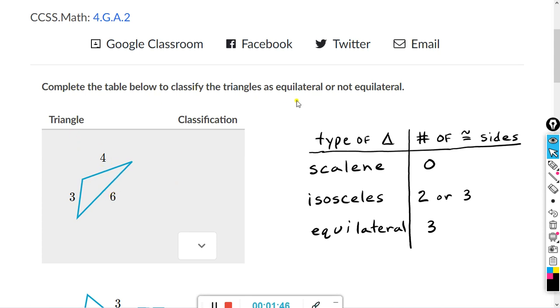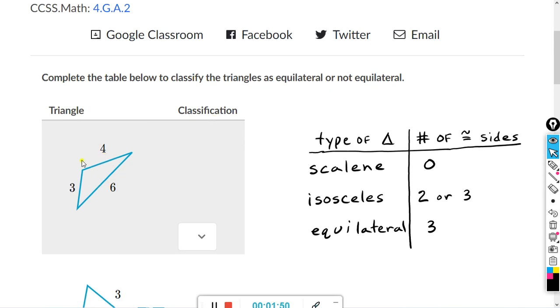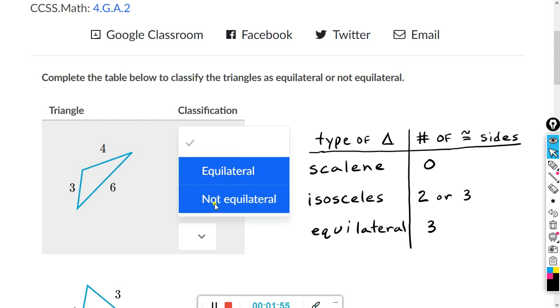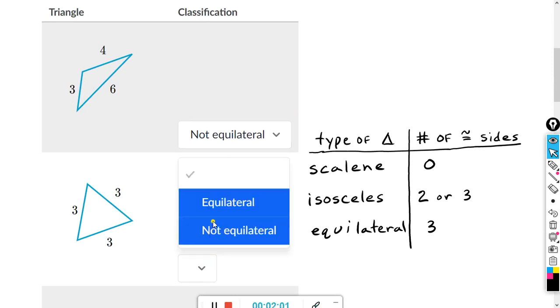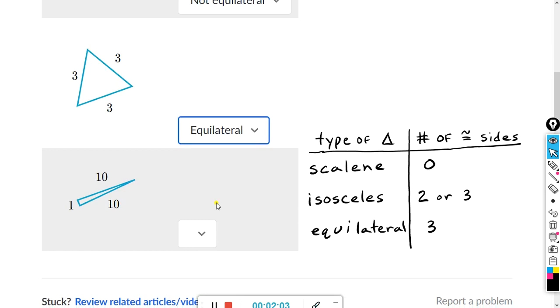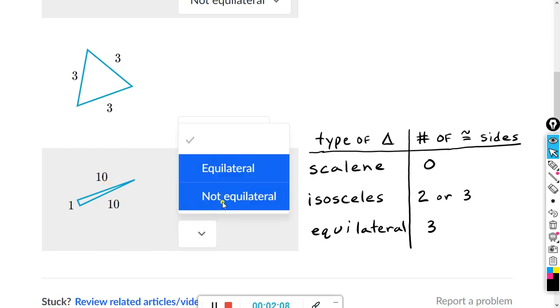Complete the table to classify the triangles as equilateral or not. All right. We can see these sides are not congruent. So this is definitely not. These three sides are all congruent. So this is equilateral. And here we only have two sides congruent. So it's not equilateral.